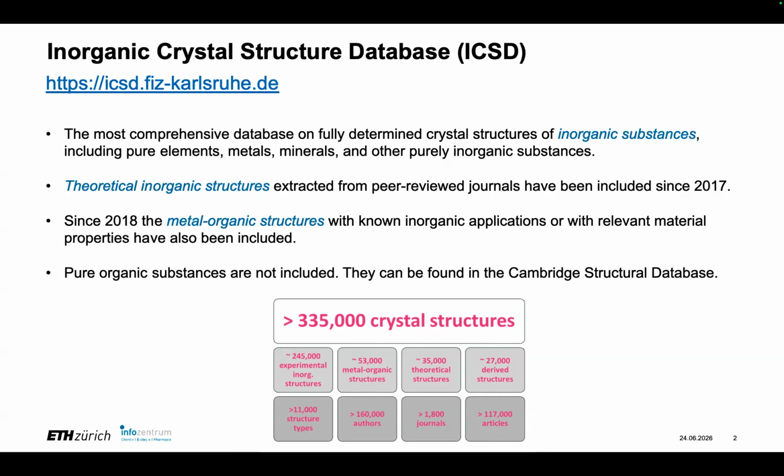Again, in the picture below, you can see the numbers we have at the moment, over 335,000 crystal structures in this database. Per year, I think, 10,000 to 12,000 structures are being added, so the database is growing all the time. Now, maybe a word about who provides this database. This is Fachinformationszentrum Karlsruhe. The database is not open access. It's a paid database, and the Information Center is licensing it.